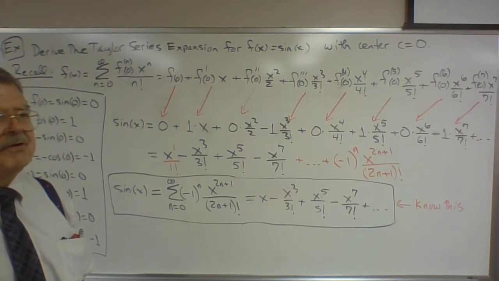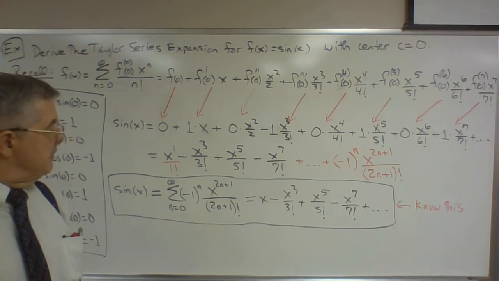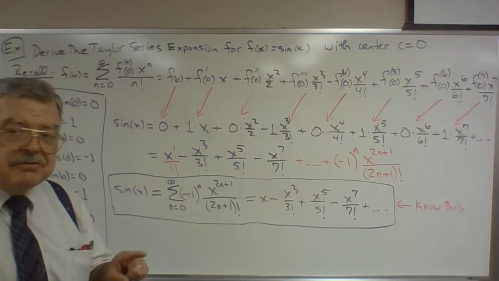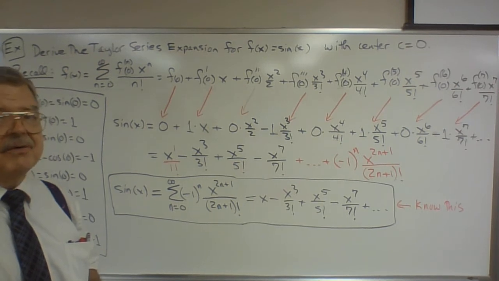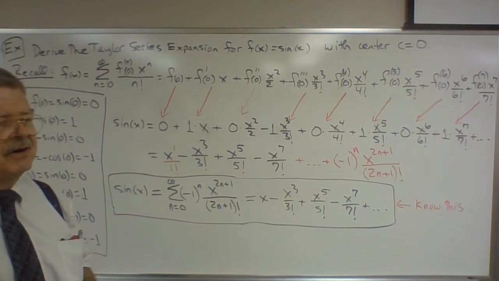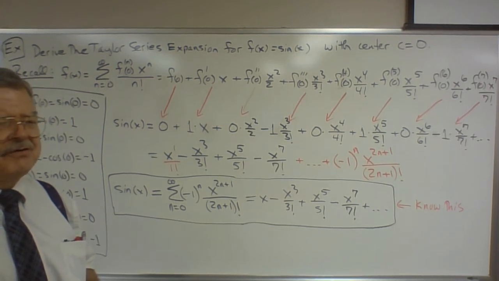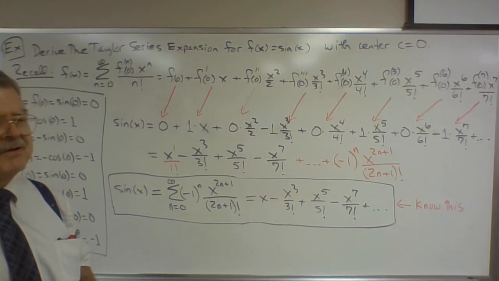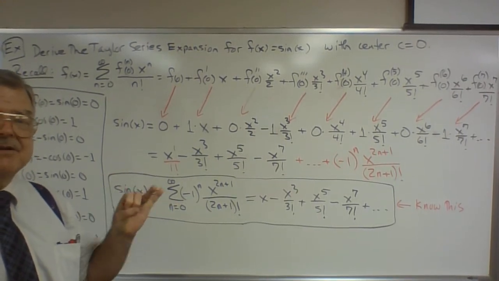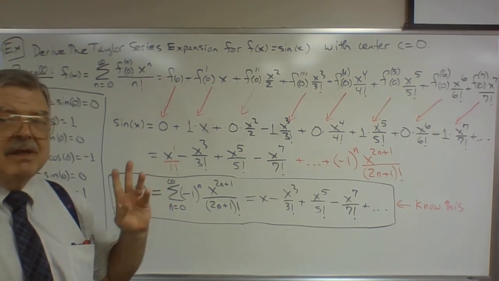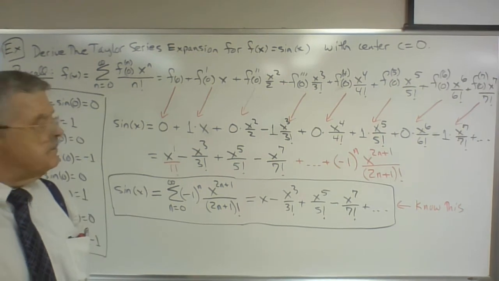Essentially, we want to know the Taylor series expansion for sine of x with center 0, cosine of x with center 0, e to the x with center 0, and we might want to know a Taylor series for natural log of x, I'm not sure. But definitely sine of x, cosine of x, and e to the x. We want to know those Taylor series with center 0.